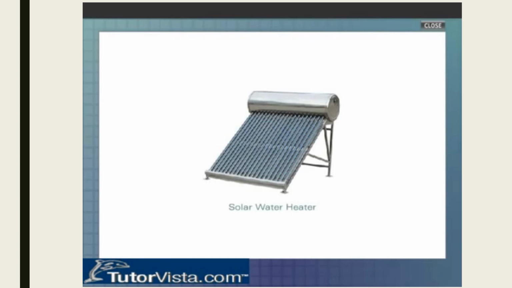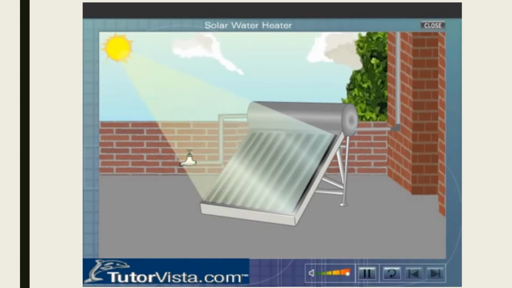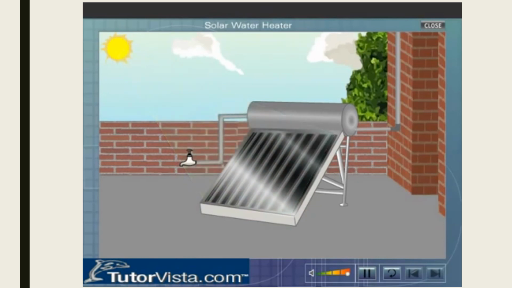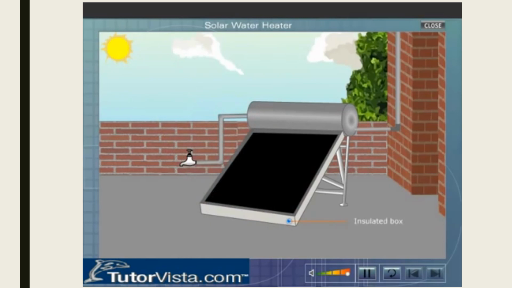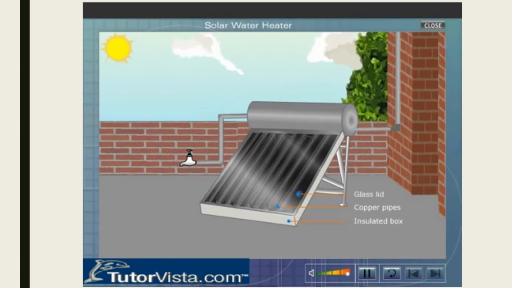Solar water heater. Solar water heater is a device used to heat water by trapping infrared radiations or heat radiations. Carefully observe the parts of a solar water heater. The solar water heater consists of an insulated box that is painted black from inside. In this box, copper pipes are fitted in the form of a coil. These copper pipes are painted black from outside. The box is covered with a glass lid to prevent the loss of heat due to convection and radiation. The ends of the pipe are connected to the storage tank.